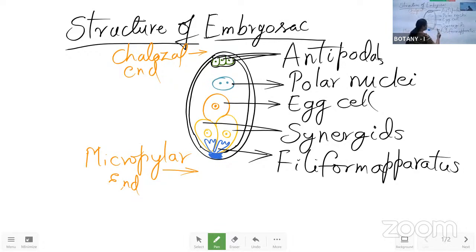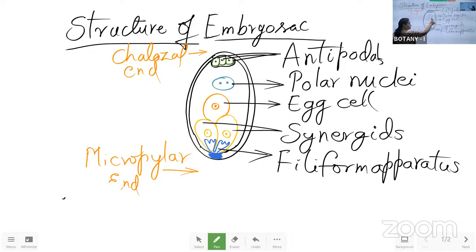Now, what we have to write in the descriptive part: the egg apparatus is consisting of 2 synergids and 1 egg cell. And these are placed at the micropylar end of the embryo sac. The embryo sac is covered first. So now we have to say about the embryo sac also here. Embryo sac is covered with 2 membranes, outer and inner membrane. Okay, and it is having 2 poles, micropylar end and the chalazal end.